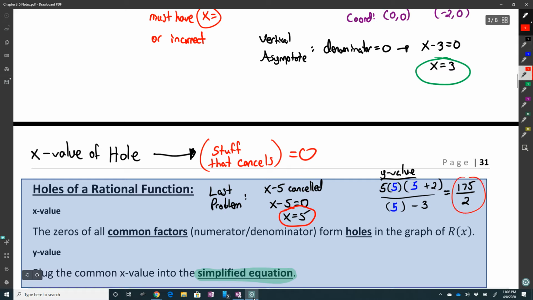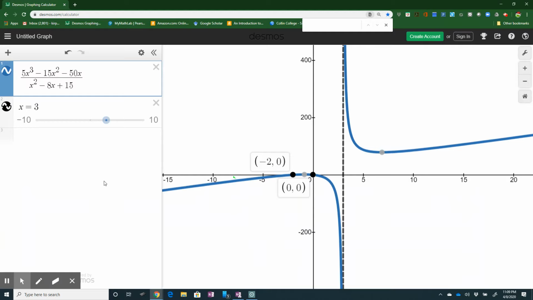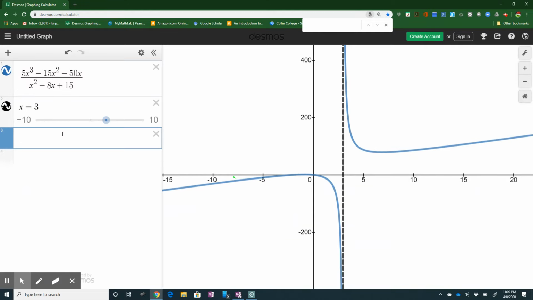So that means that you have a hole at the point 5, 175 over 2. So if I go back to Desmos, I can find that hole by typing in 5.